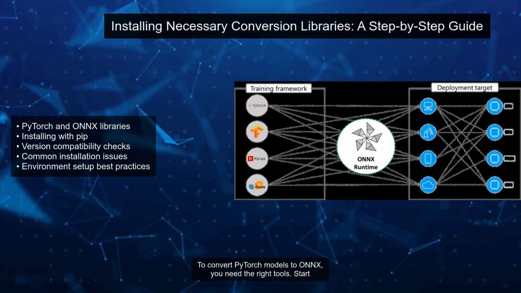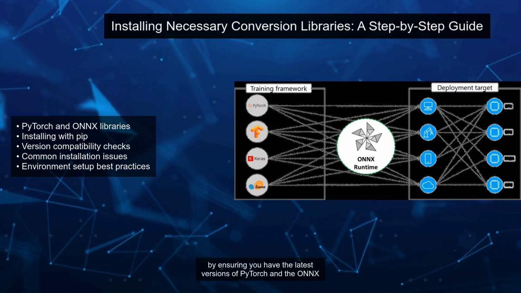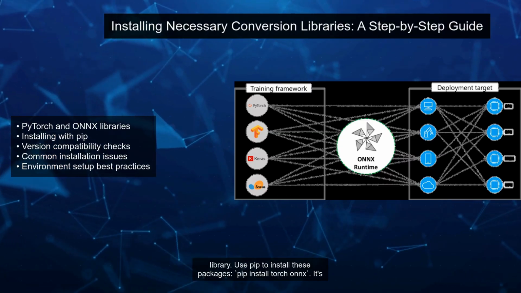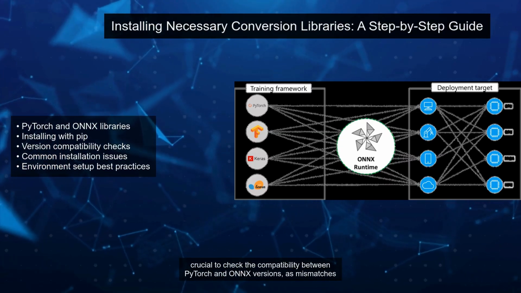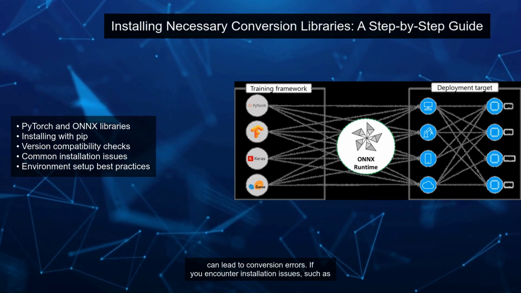To convert PyTorch models to ONNX, you need the right tools. Start by ensuring you have the latest versions of PyTorch and the ONNX library. Use pip to install these packages. Pip install torch onnx. It's crucial to check the compatibility between PyTorch and ONNX versions, as mismatches can lead to conversion errors.